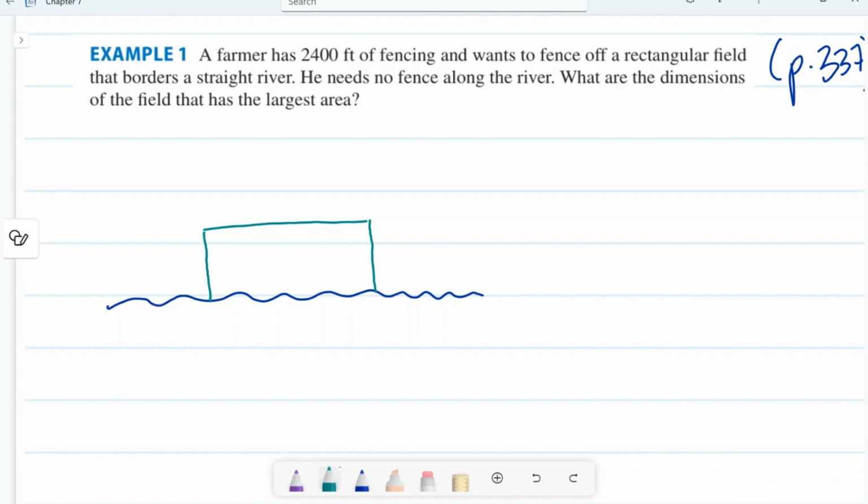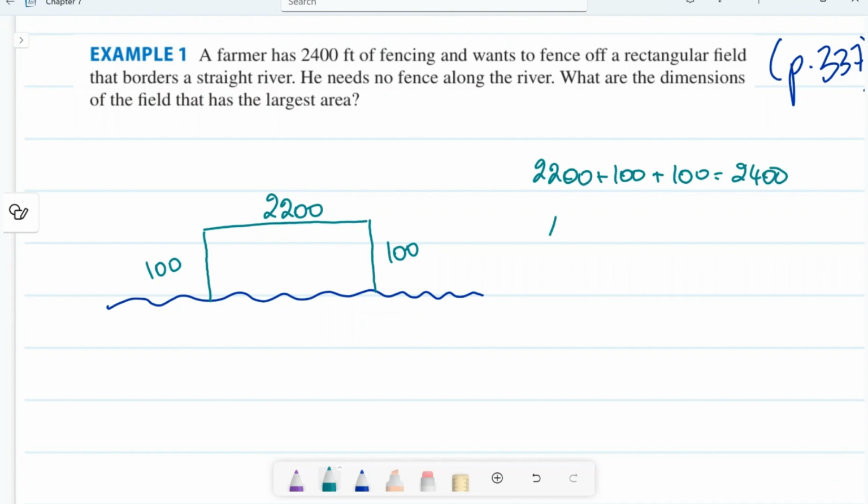I just wanted to show you that we can have many options. So let's say these sides are 100 and this one is 2200. They all add up. So if we do 2200 plus 100 plus 100, this gives us 2400. And the area is the width times the length. So 100 times 2200, which is 220,000 feet squared.